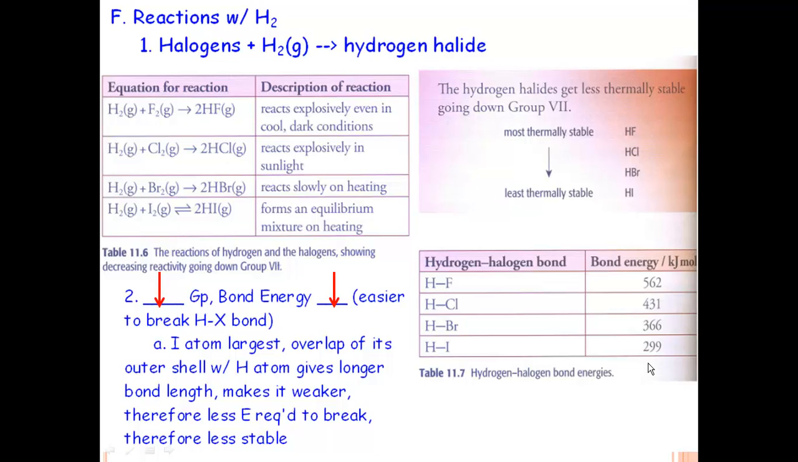HF has a bond energy of 560 compared to 300 for HI, so it takes a little less energy to break the HI bond than the 560 of HF. Again, that deals with the size of the bond compared to the size of the iodine and fluorine. Iodine is a lot larger, so that bond is weaker compared to the HF bond.